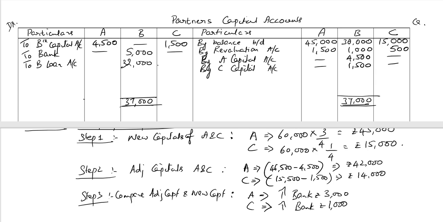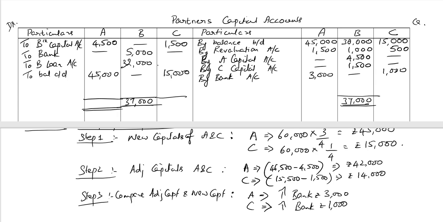So let's post this into the partners' capital accounts. By bank account, 3,000 rupees against partner A and 1,000 rupees against partner C, and to balance carried down the new capitals of A and C, which is 45,000 for partner A and 15,000 for partner C. If both sides tally, then we know that our arithmetic is correct. 49,500 total of credit side for A is equal to the total of debit side of A. 16,500 total of credit side of C is equal to 16,500 total of debit side for C. This is the partners' capital accounts in the top half of the screen.